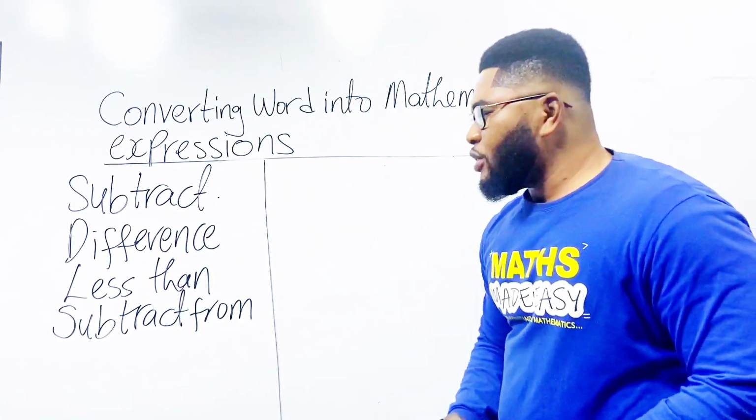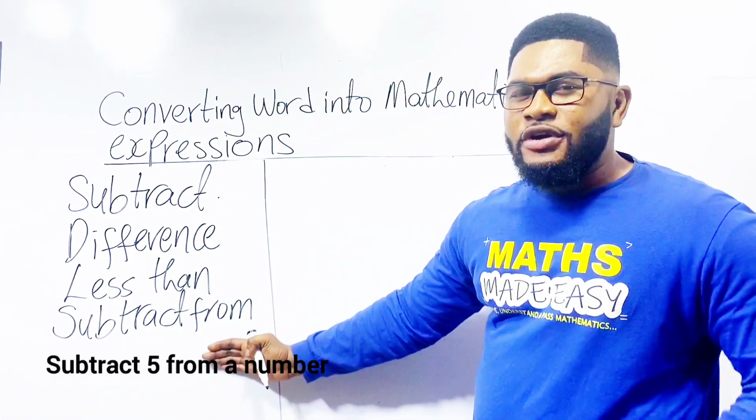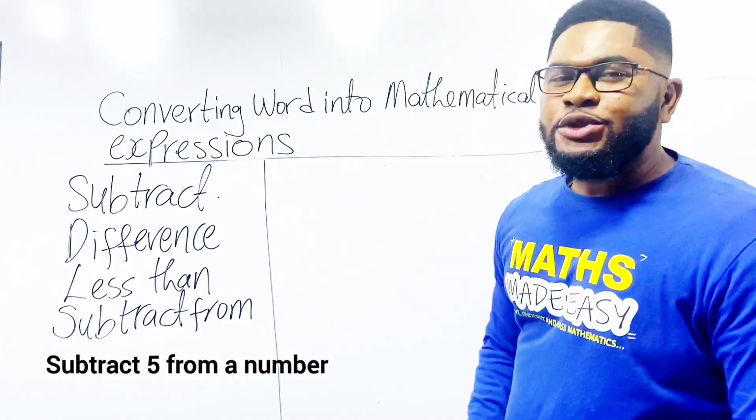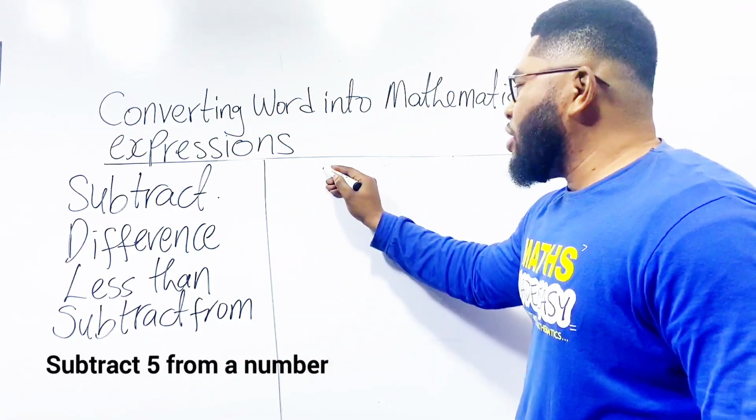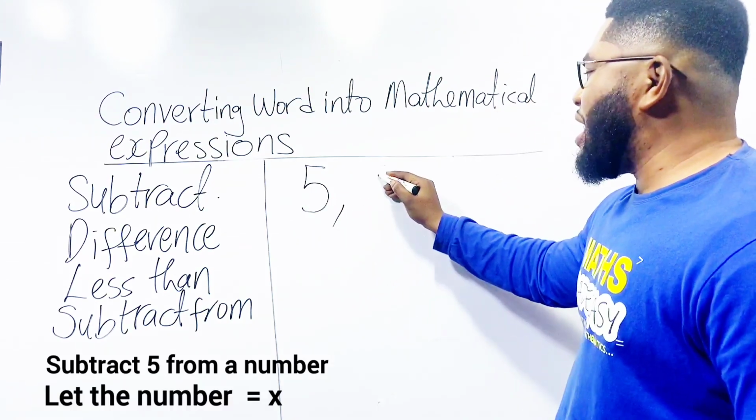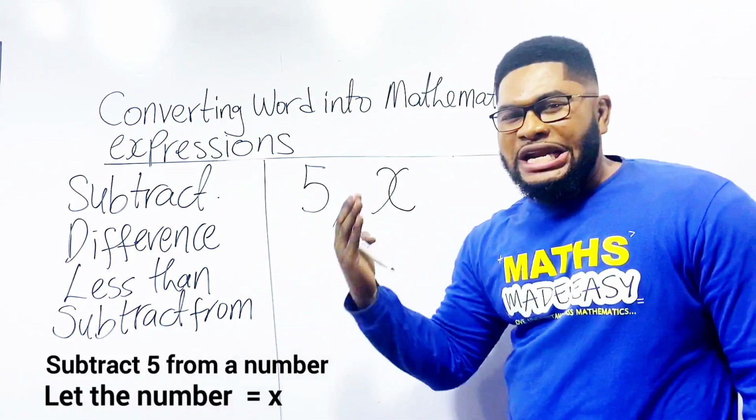So let's take an example. Subtract 5 from a number. So I'm talking about 5 as a real number and an unknown number, or the number as x.